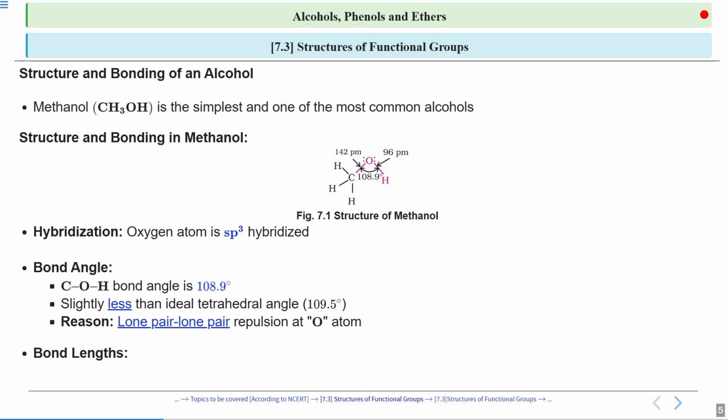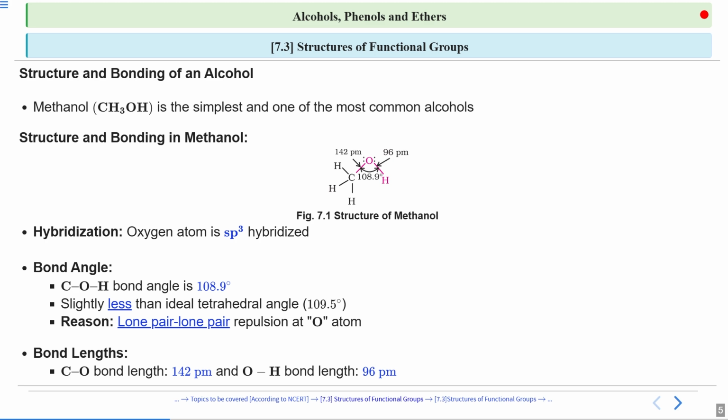Now if we move to the bond lengths, we have been given 2 bond lengths. The CO bond length is given as 142 picometers and the OH bond length is given as 96 picometers. You can see there is a difference, right? So this is clearly telling us that the CO bond is comparatively weaker than the OH bond, or alternatively, that the OH bond is stronger than the CO bond, as per the given information about the bond lengths.